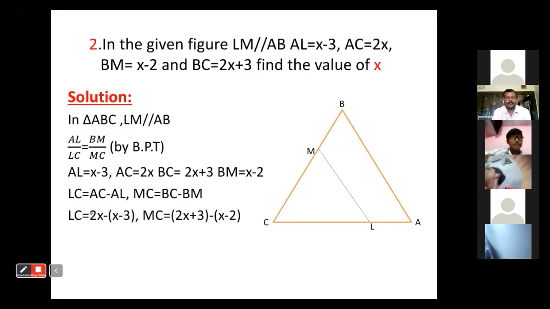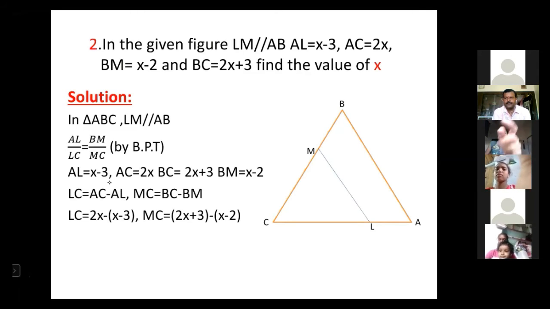LC equal to AC is given. What is the AC? 2x is the AC, 2x minus AL. AL is x minus 3. MC equal to BC. BC is 2x plus 3 minus BM. BM is equal to x minus 2. Now simplify this.